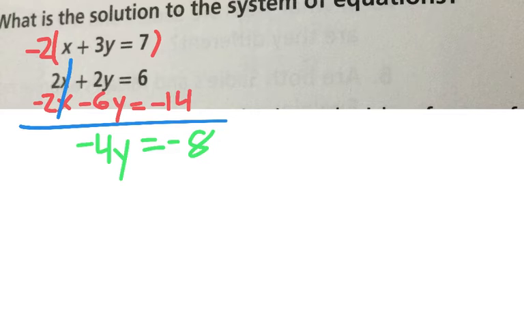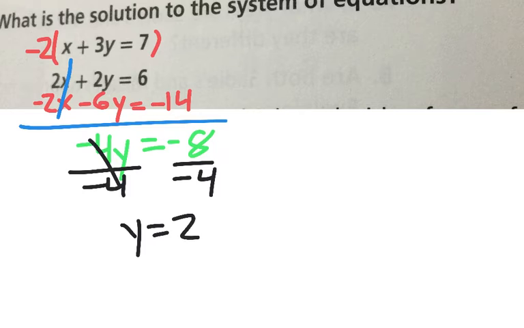Let me know. Is the y by itself? No, it's being multiplied by negative 4. So I divide by negative 4 on both sides. That tells me y is equal to positive 2.